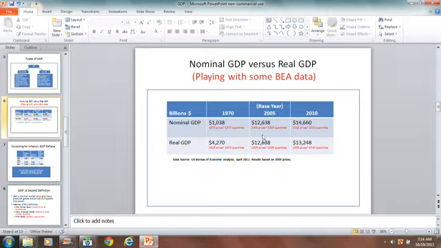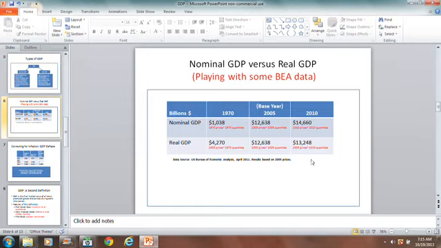And so for the base year, nominal GDP and real GDP will be the same. For years prior to the base, like 1970, real GDP is typically going to be larger than nominal. Because if I replace 1970 prices with higher 2005 prices, my real GDP number is going to get bigger. So for years prior to the base, real GDP is larger than nominal.